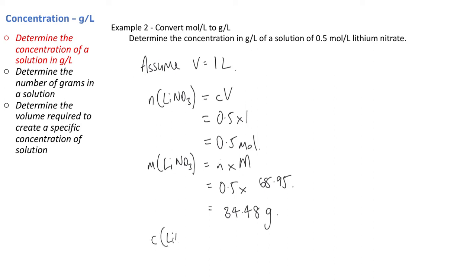Once you get that 34.48, you can work out the concentration. The concentration of the lithium nitrate is equal to 34.48 over 1, which is equal to 34.48 grams per liter. Nice and simple.